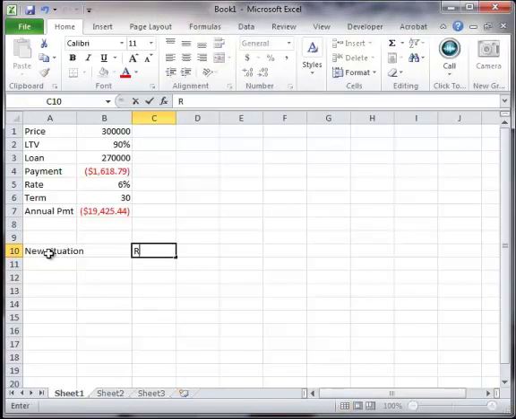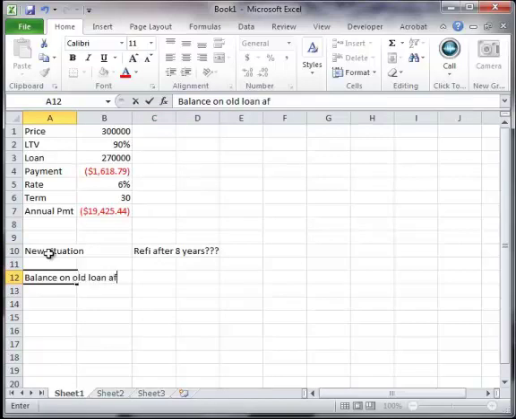Now we have the opportunity to refinance our old mortgage after a certain number of years, and this one we will go ahead and choose, let's say, 8 years. And first we need to know what the balance is. So how much are we going to get from the new bank when we refinance after 8 years? So we need to know what the balance is.